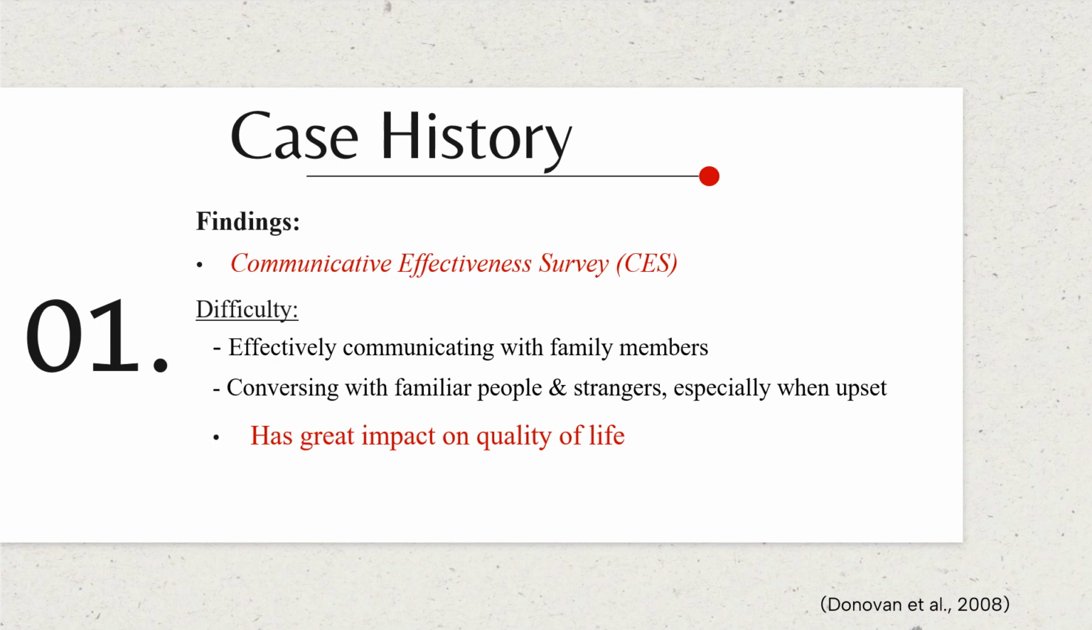Continuing more in depth with Joe's case history, we administered the Communicative Effectiveness Survey, which is a questionnaire focusing on the communicative effectiveness on a 4-point Likert scale. Scores of 2 revealed that Joe has trouble effectively communicating with family members at home. Scores of 1 also indicated that Joe has difficulty conversing with familiar people as well as strangers over the telephone. Joe also scored a 2, which indicates difficulty speaking with friends when he's emotionally upset.